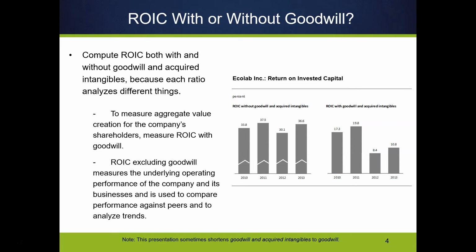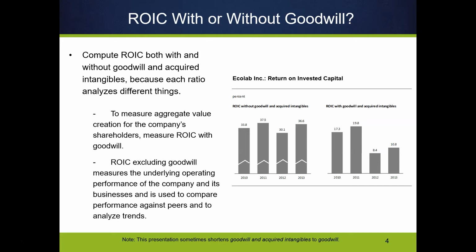Notice that when we don't include goodwill in invested capital, the returns for Ecolab are actually really stellar: 33, 37, 30, 36, an average of maybe 33% return on invested capital over a four-year period. That's extremely high. So this is how we're measuring the underlying operating performance of the firm, because this is not including any of our acquisition activity. No goodwill or acquired intangibles from acquisitions is included in this measure of return. So this is just saying, as an operating business, Ecolab is doing great.